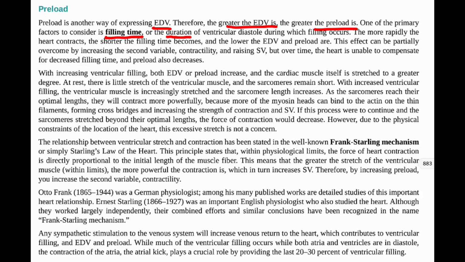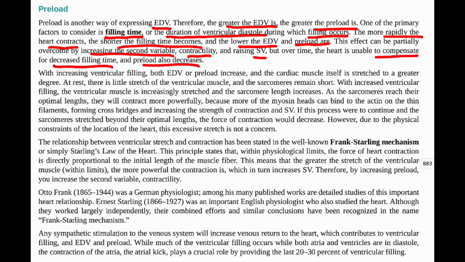Filling time is the duration of ventricular diastole, while the heart is at rest, and that's when filling occurs. The more rapidly the heart contracts, the shorter the filling time and the lower the EDV, since there's not as much time to get blood in there, and that would mean a lower preload. It can be partially overcome by increasing the second variable, contractility, and raising the stroke volume, but over time the heart is unable to compensate for the decreased filling time, and then preload will also decrease.